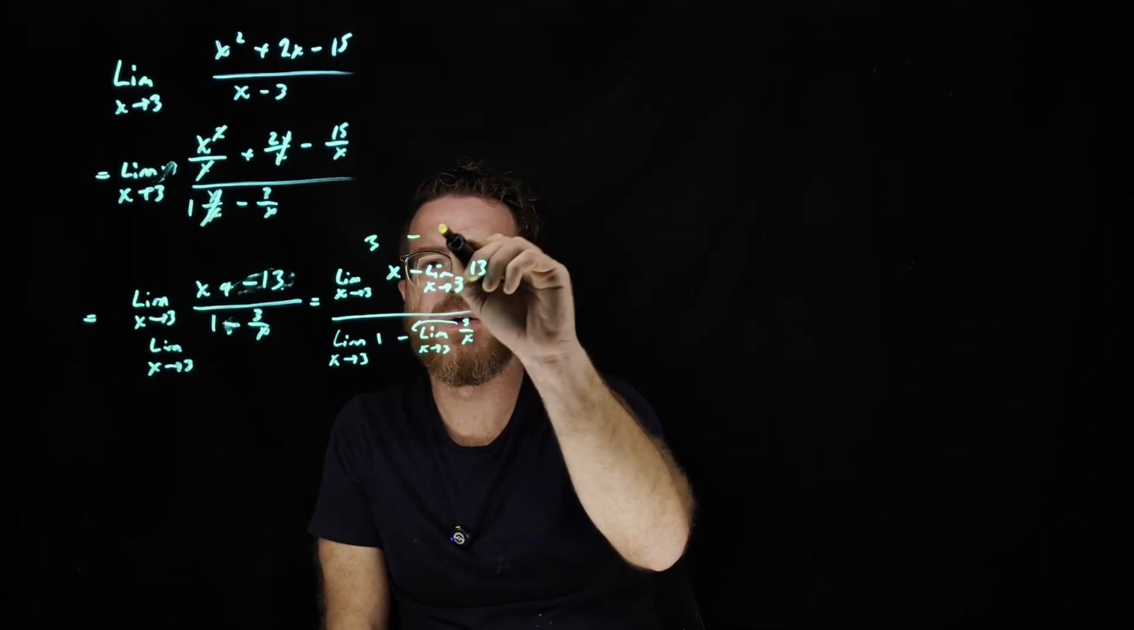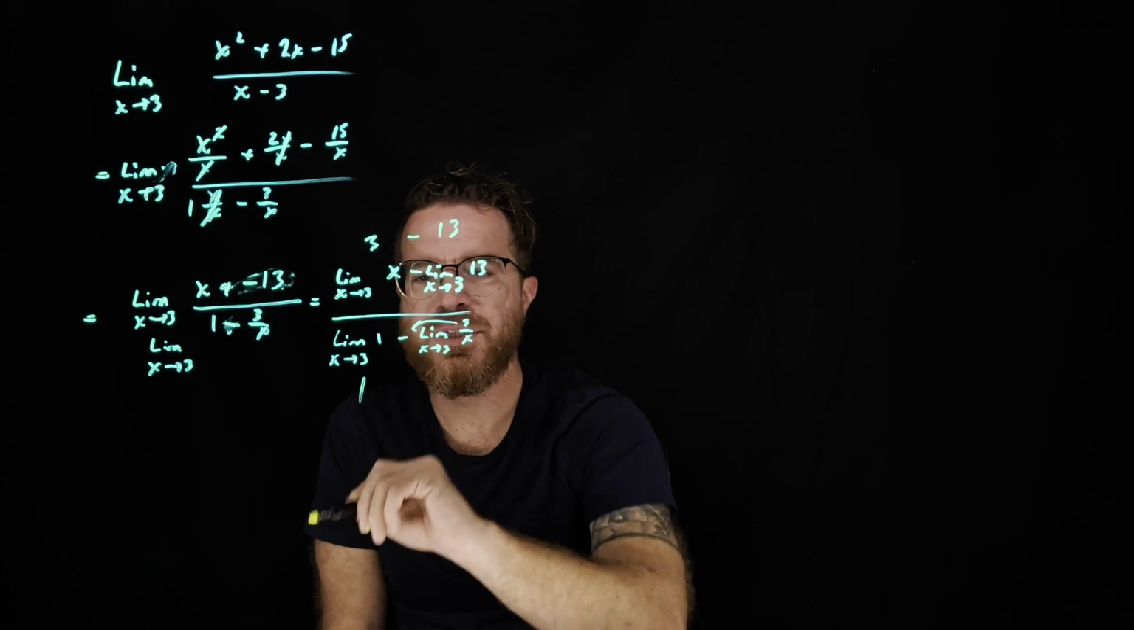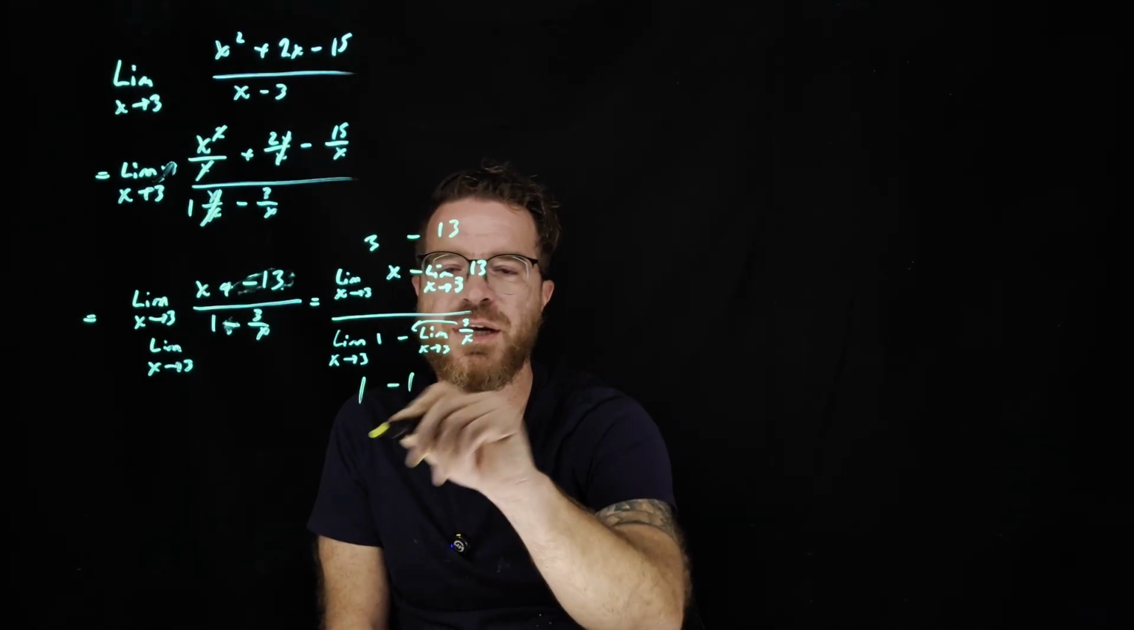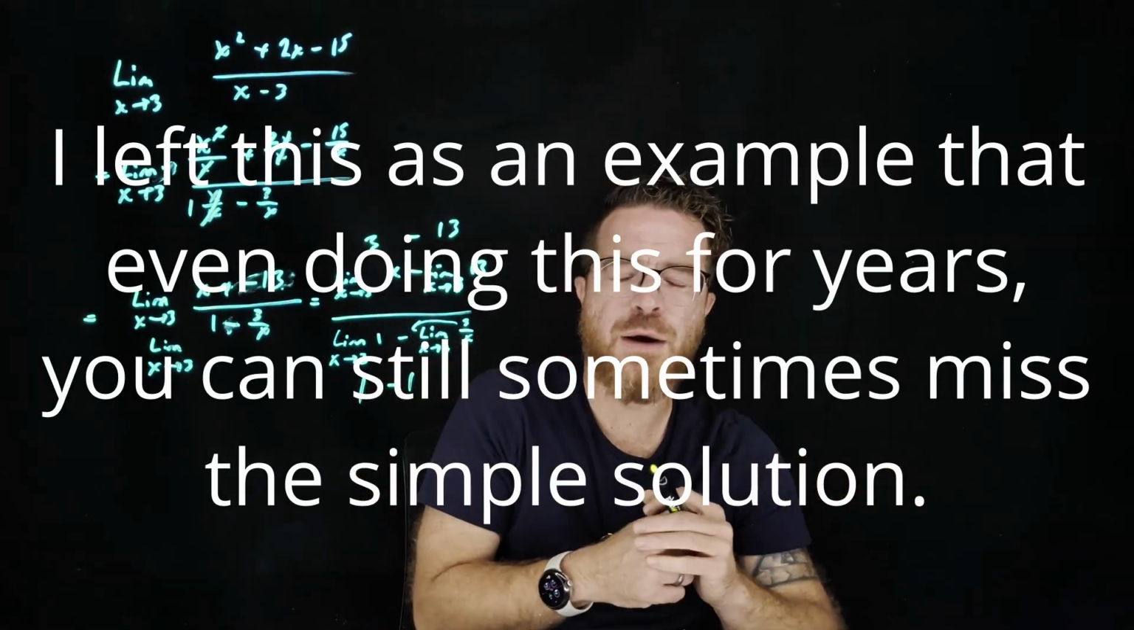This is a constant, so it doesn't change. So we get 3 minus 13. This one is constant, so it doesn't change. This one becomes 3 over 3, which is 1, so we get 1 minus 1. So we still get that 0 in the denominator. We've just shown the limit rules of how we got there.